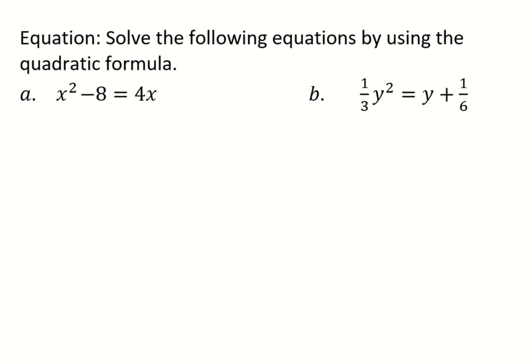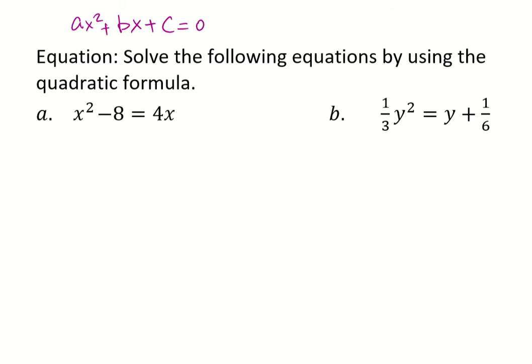In this video, we'll solve the following two equations by using the quadratic formula. Let's look at the first one. First, we want to turn this equation into ax squared plus bx plus c equals 0. That means we want to leave one side equal to 0.